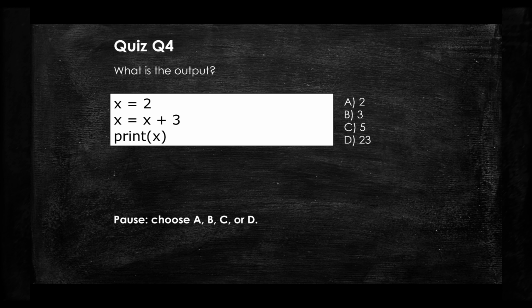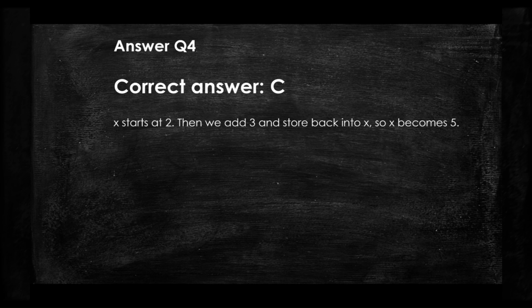Question number 4. What is the output? The correct answer is C. X starts at 2, then we add 3 and store it back into X, so X becomes 5.